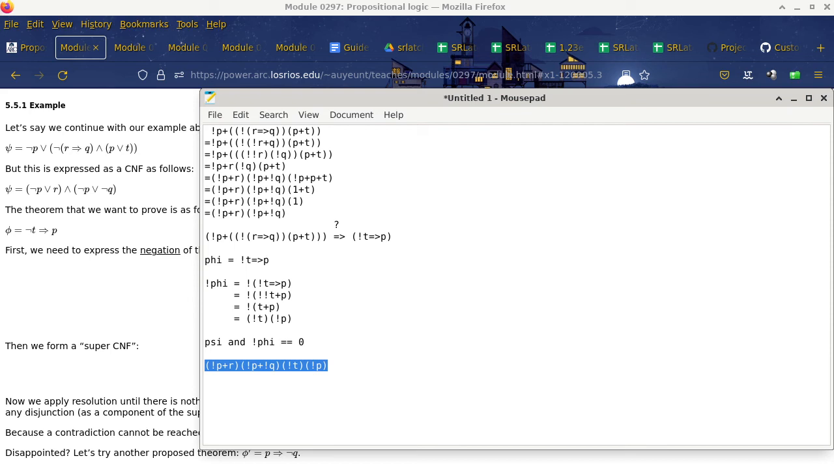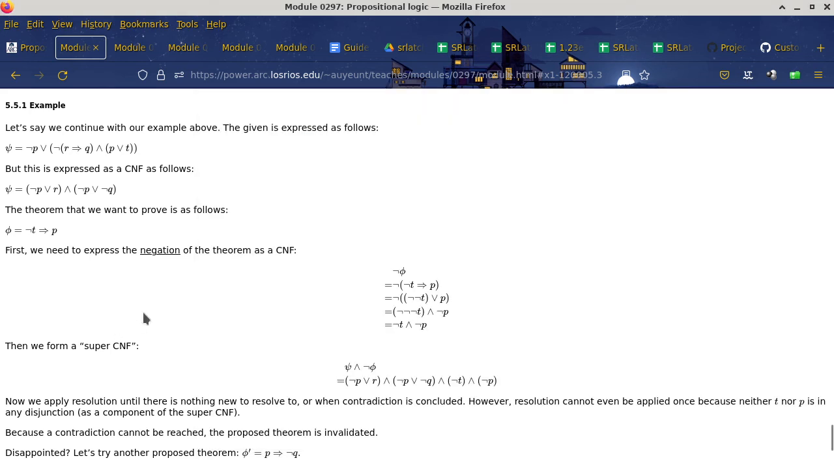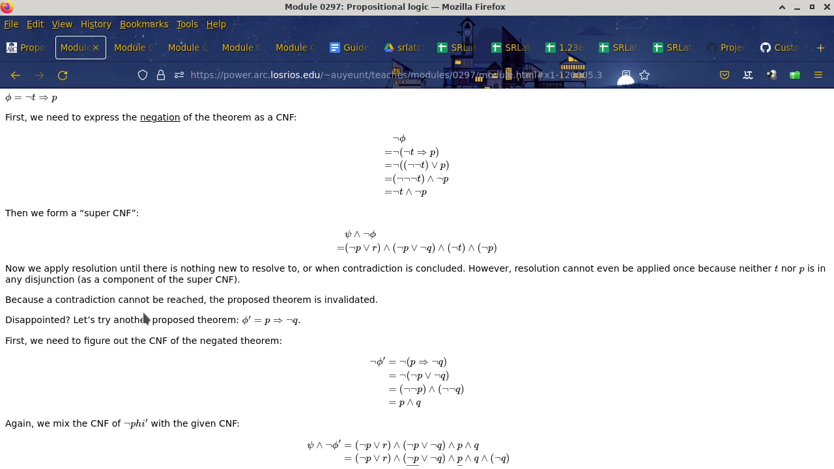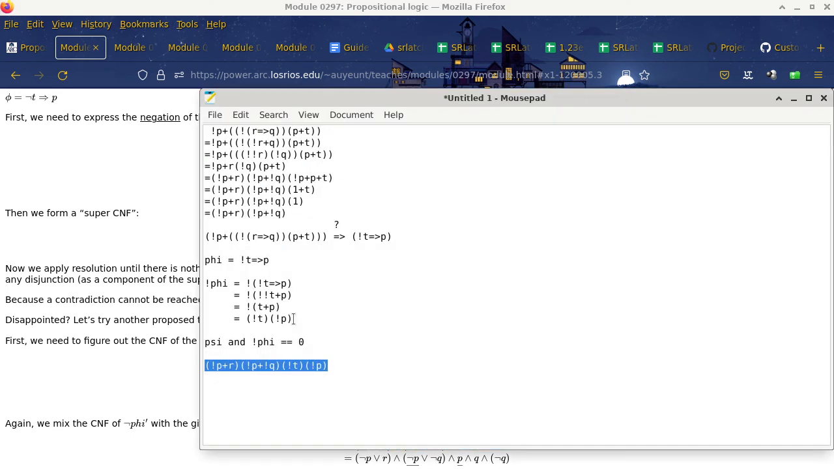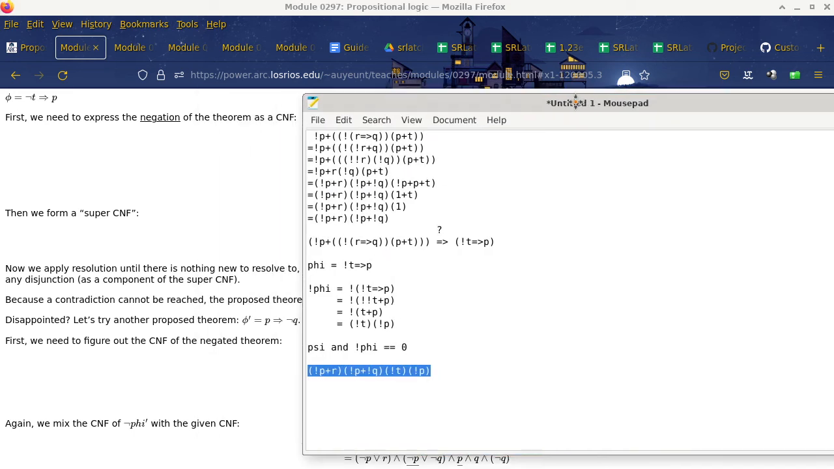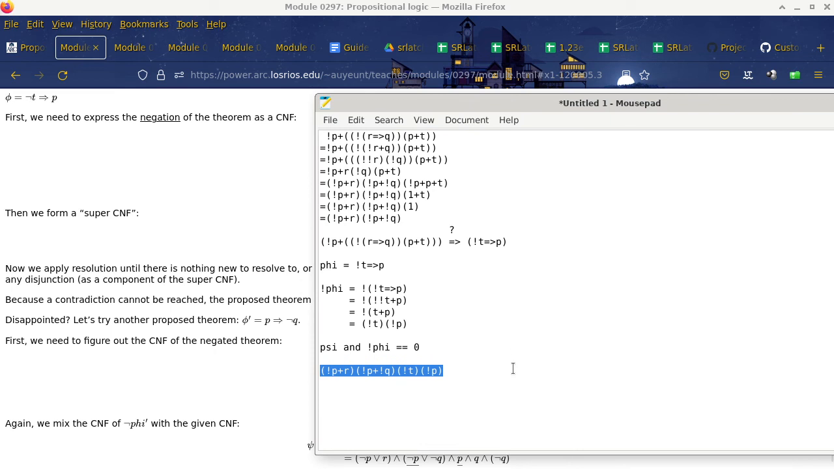Okay. All right. So now we look at another proposed theorem because I'm too lazy to start with another psi. So we'll just be dealing with another phi. We call it phi prime. So this is phi prime, which is another proposed theorem. This proposed theorem itself is saying P implies not Q. So I'm going to work with this one now. I'm just going to copy something over here. So phi prime is P implies not Q.